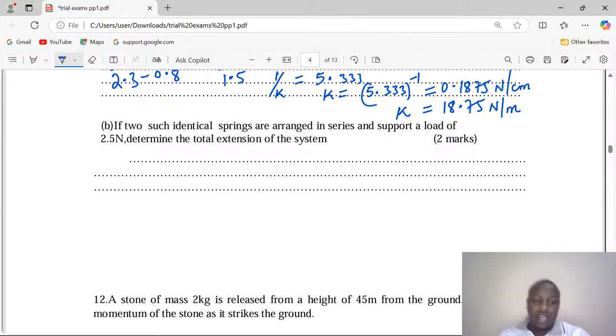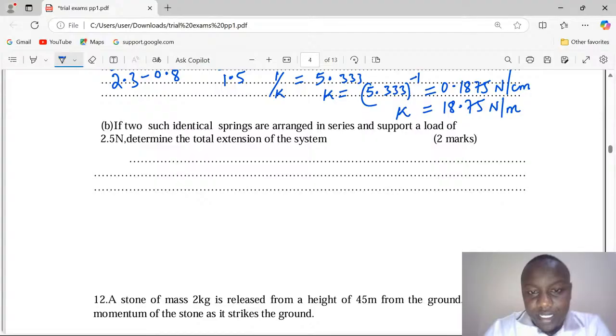Then now we have more questions about the same. If 2 such identical springs are arranged in series and support a load of 2.5 Newton, determine the total extension of the system. When springs are arranged in series, we can use two approaches. We can say the extension of one is going to multiply by the number of springs, or the spring constant of one is going to divide by the number of springs. So let's work out the two alternatives.